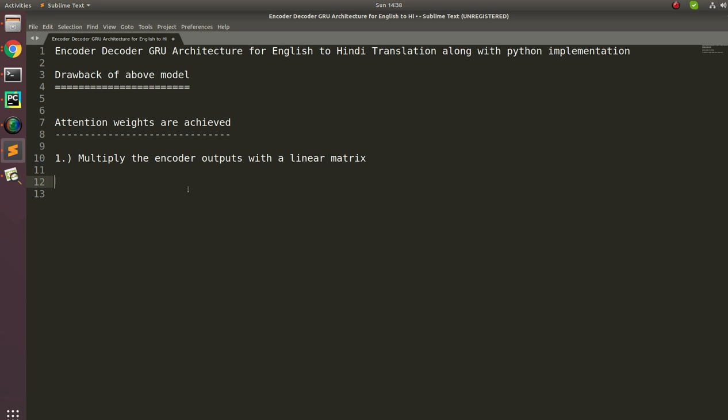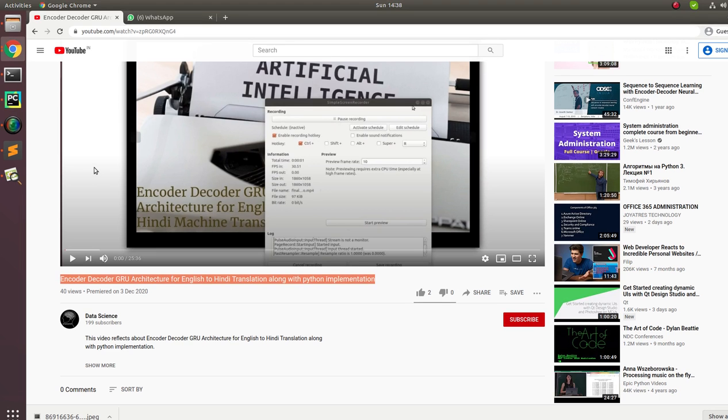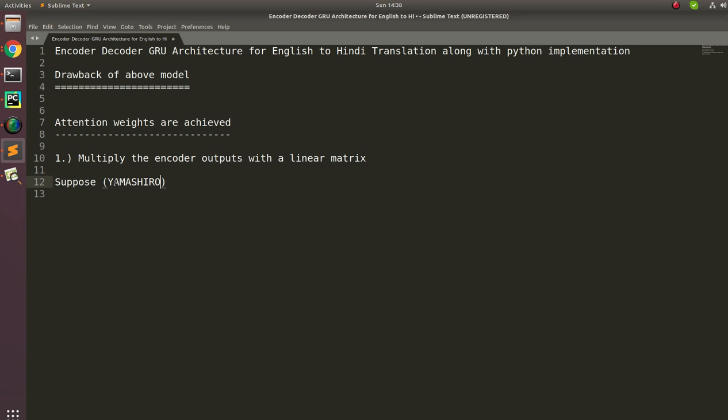So suppose we have a word. Let's suppose we have a word Yamashiro. Okay, so this is the word Yamashiro. So how many letters does it have? 1 2 3 4 5 6 7 8 9, including pad it is 10. So if I am giving an input to a GRU encoder, what would be the shape? The shape is 10 comma 1 comma 27. Why 27? Because 26 are the alphabets of English, including pad it becomes 27. Does this make sense? So again, let's see, 1 2 3 4 5 6 7 8 9.